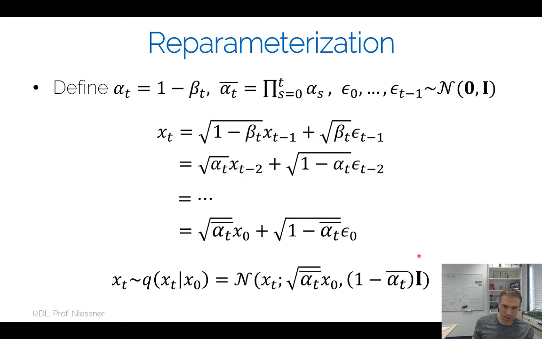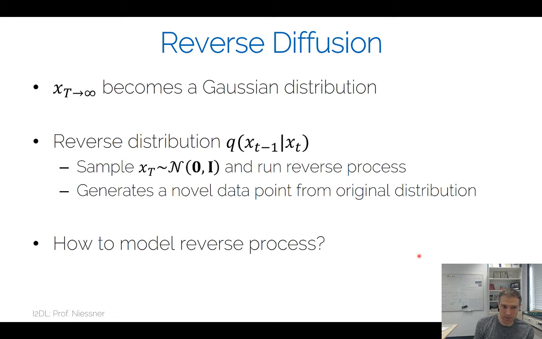And now what I mentioned is, we have to do this reverse process. So this reverse process is the opposite. Since this now becomes a Gaussian distribution, we want to figure out how to reverse this process. So, right, we said we have this Gaussian distribution here, we can sample our xt, this is our Gaussian noise that we have at the end of the day, and we want to run this reverse process.